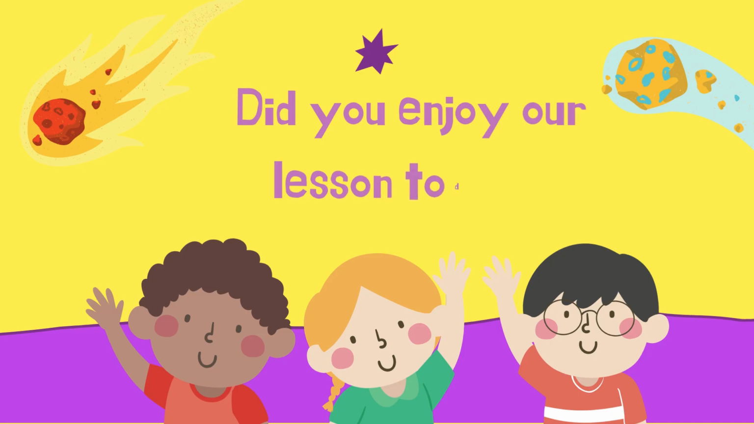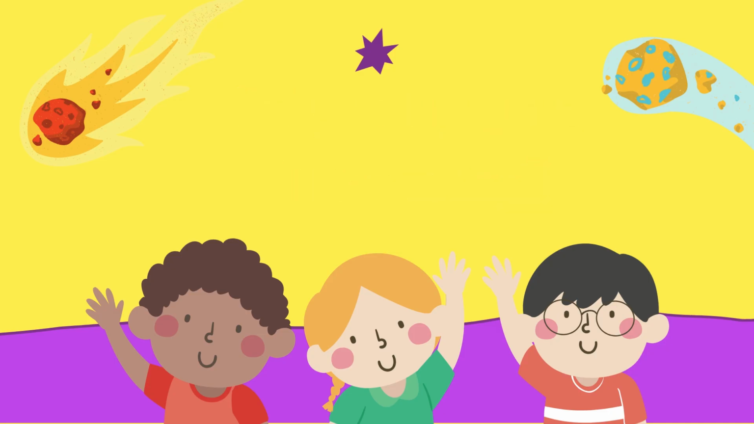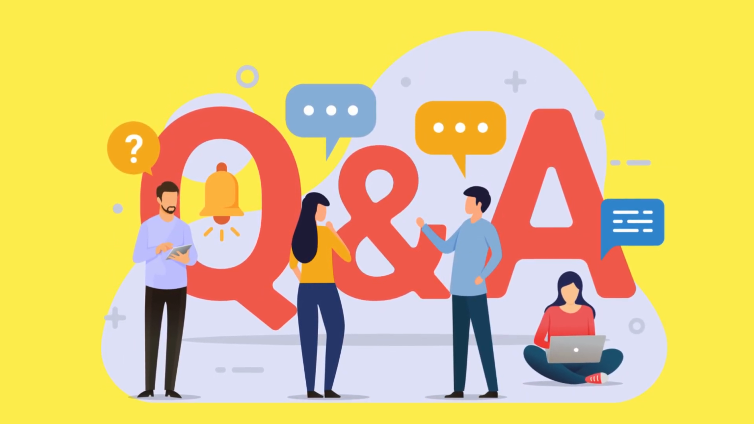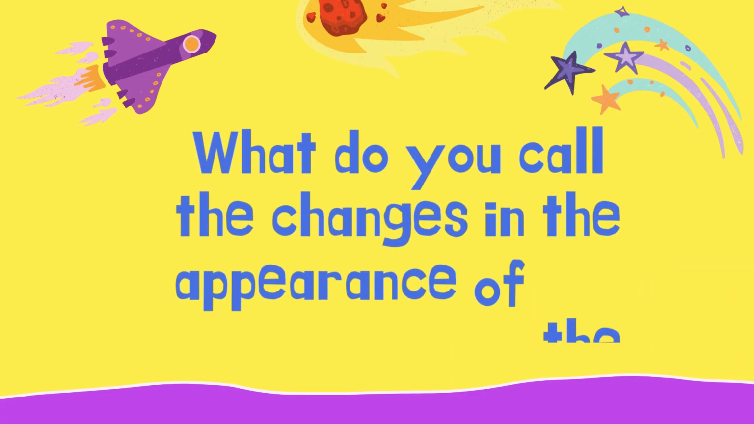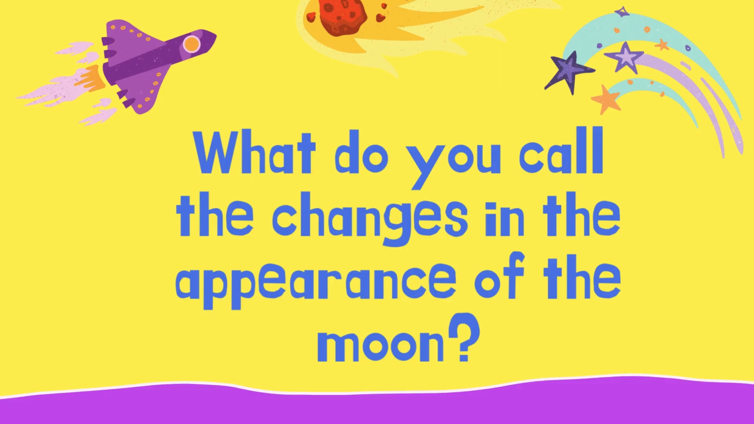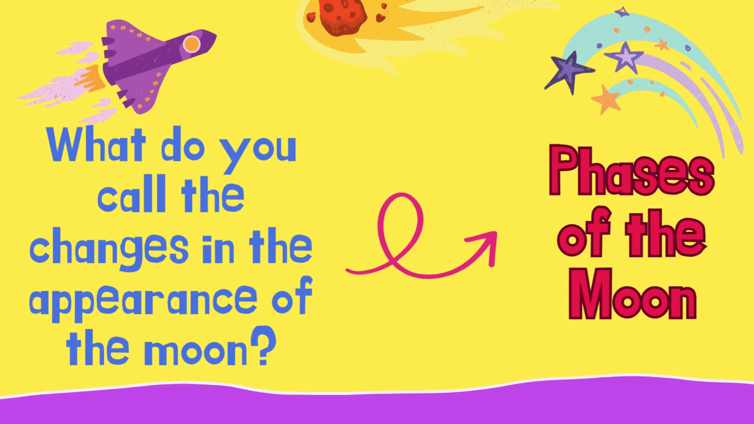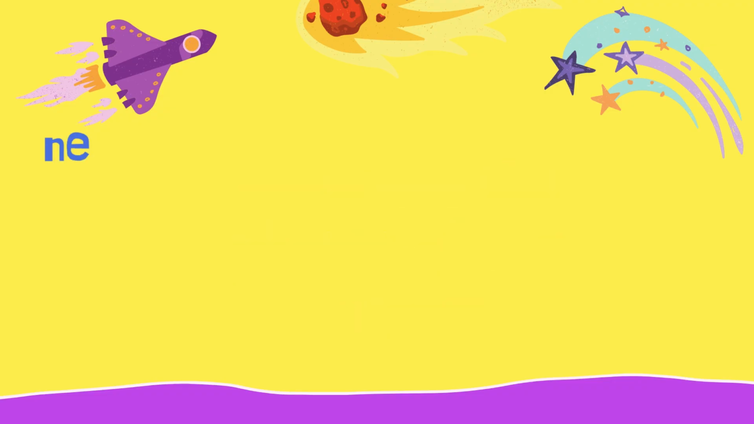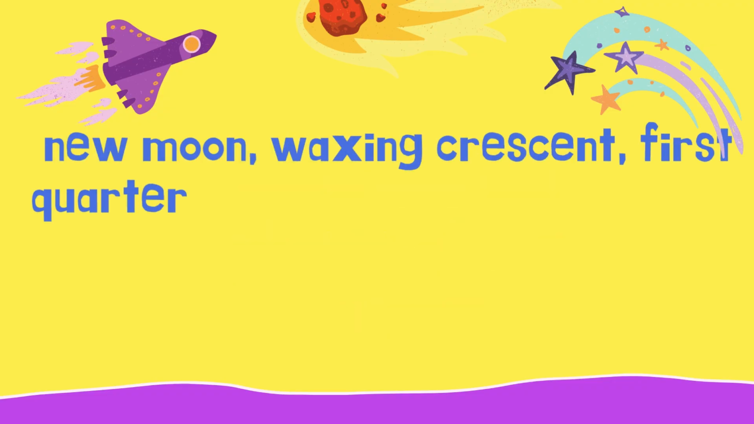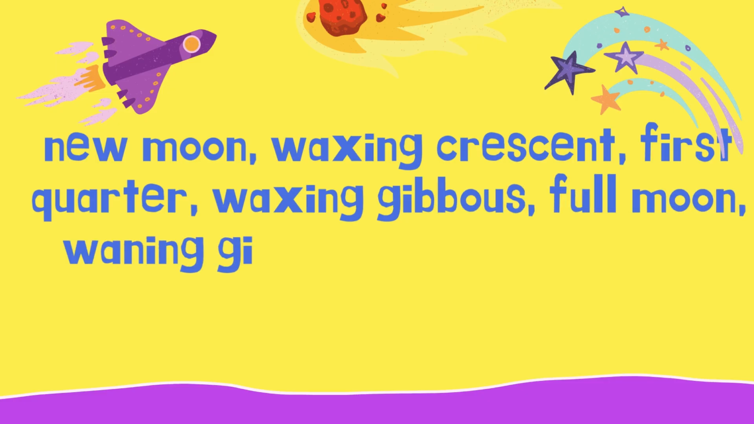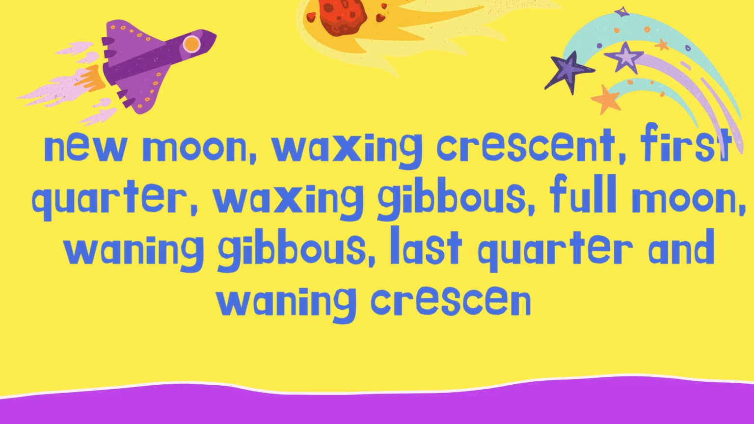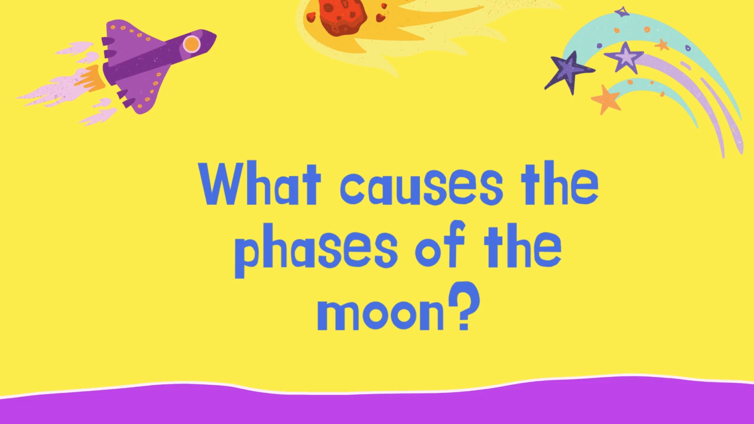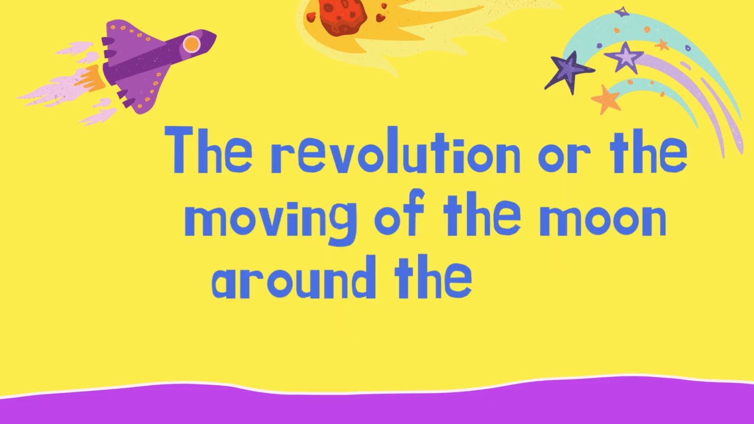Did you enjoy our lesson today? Yes! That's great! Now, are you ready to answer some questions and activities? Let's get started. What do you call the changes in the appearance of the moon? It is called phases of the moon. What are the phases of the moon? New moon, waxing crescent, first quarter, waxing gibbous, full moon, waning gibbous, last quarter, and waning crescent. What causes the phases of the moon? The revolution or the moving of the moon around the earth.